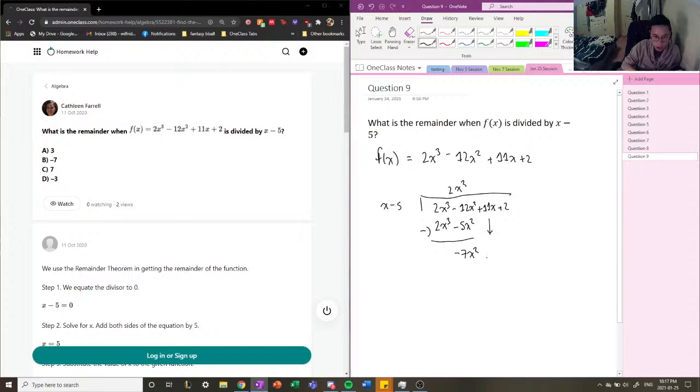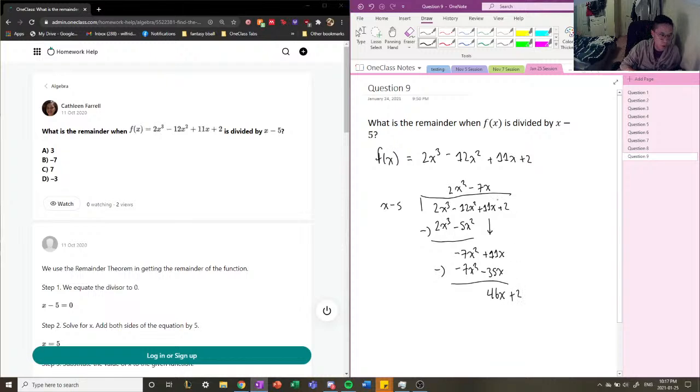All right, we drag down our next term, which is 11x. And we want to get rid of the 7x squared, so we're going to multiply our divisor by negative 7x. We get negative 7x squared minus 35x. If we subtract it, we get 24. Nope, we don't get 24. That's wrong. We get 46x plus 2.